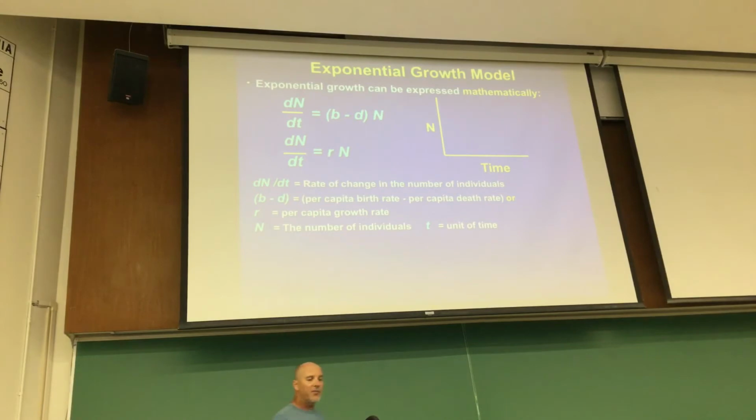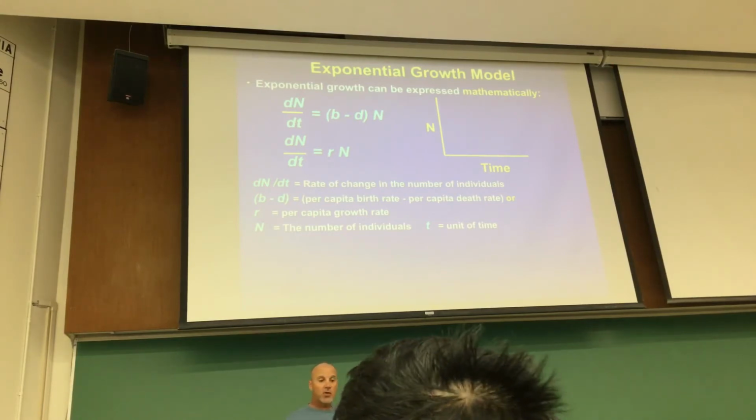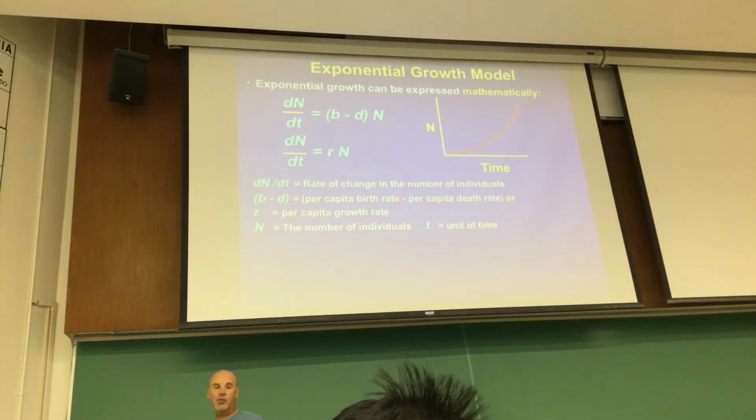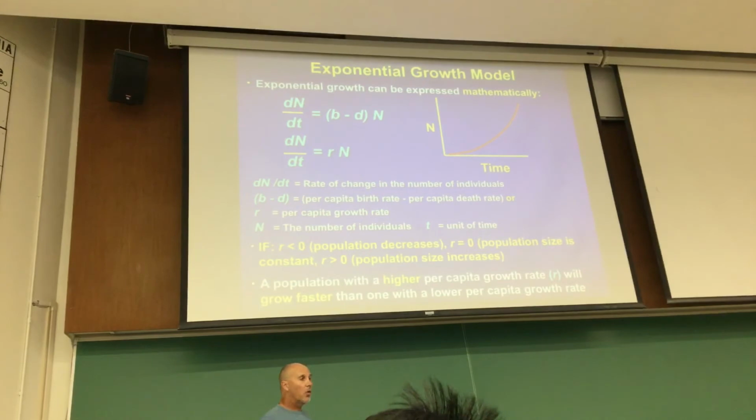So if I plot this with a numerical solution, that is exactly what it will plot out, that J-shaped exponential curve. All right. So what again? If R is less than 0, population goes down. R greater than 0, it goes up. R equal to 0 stays the same. Pretty simple.